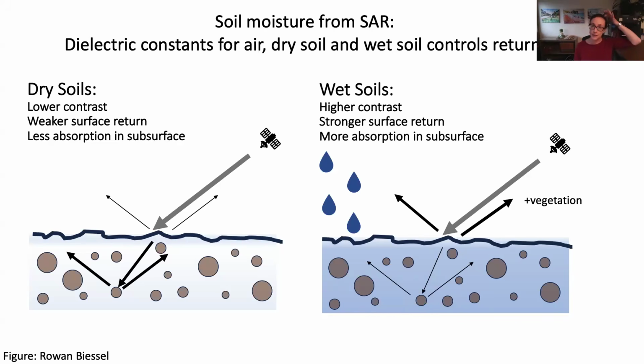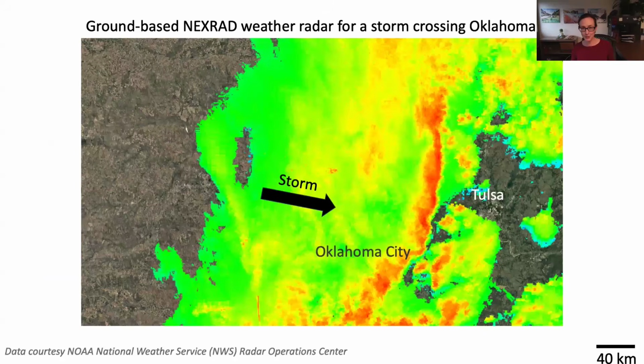And it's something that introduces errors and noise in all of these measurements. So just to show you an example of what this looks like, this is an image from a ground-based radar. This is just what you see on the Weather Channel and things like that. So NEXRAD data for a storm crossing the area near Oklahoma City at one point in time. The storm in this case is moving towards the east, and the red colors here are where it was raining really hard.